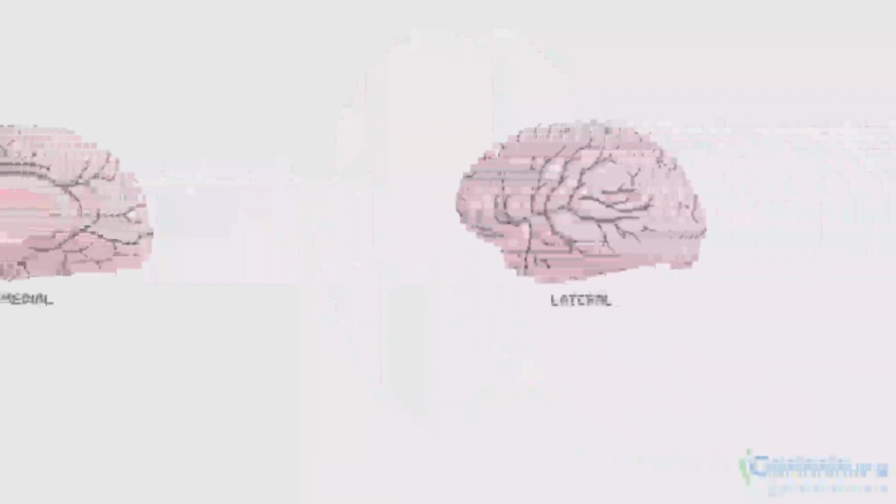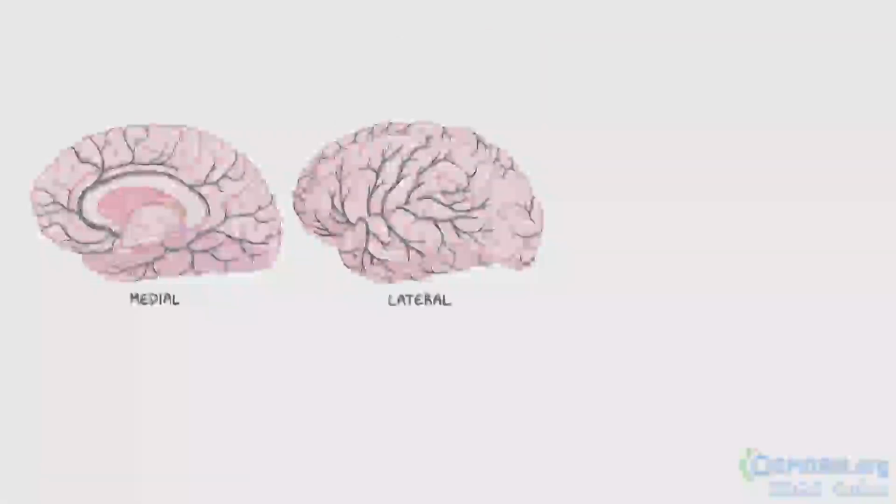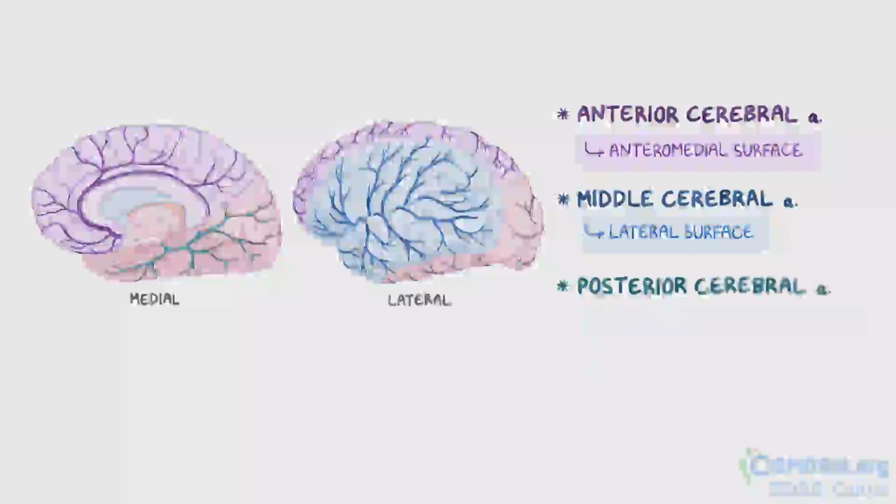On a quick side note, even though the major cerebral arteries participate in the formation of the circle of Willis, each of them predominantly supplies one part of the cerebral cortex. The anterior cerebral arteries supply the anteromedial surface of the cerebral cortex. The middle cerebral arteries are located laterally, supplying the majority of the lateral surface of the cerebral cortex. Finally, the posterior cerebral arteries supply both the posterior and inferior surfaces of the cerebral cortex.